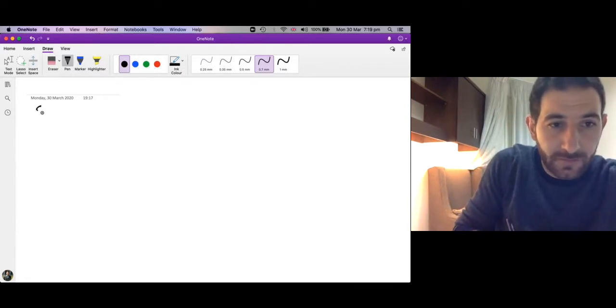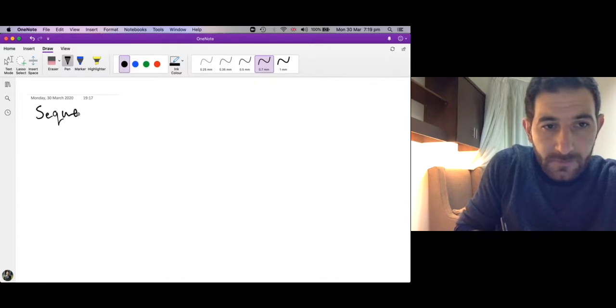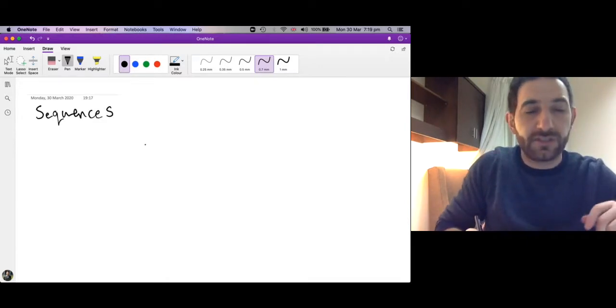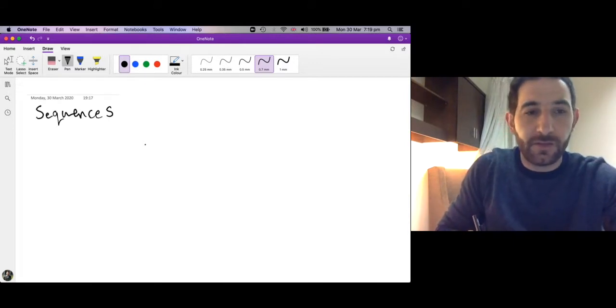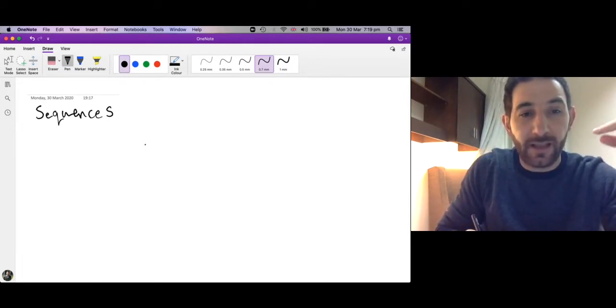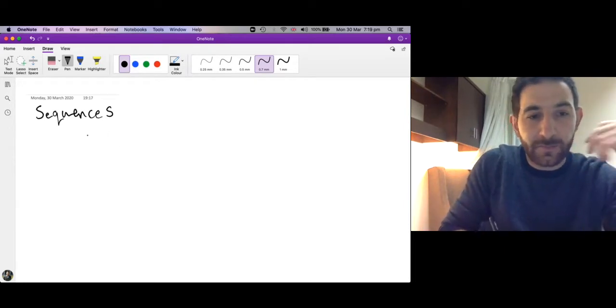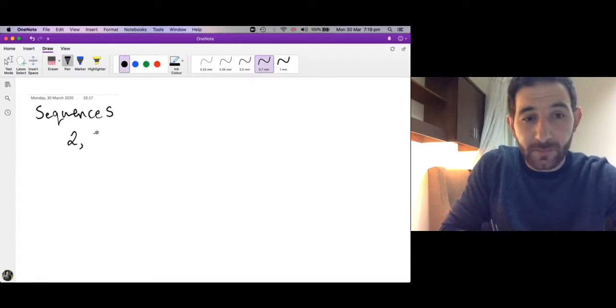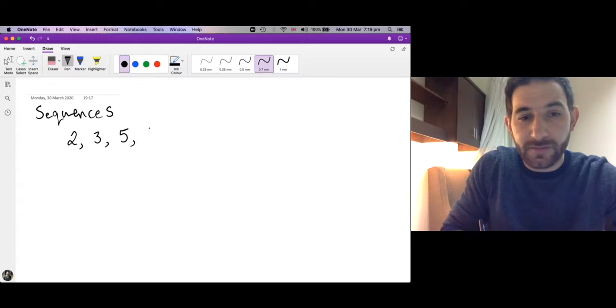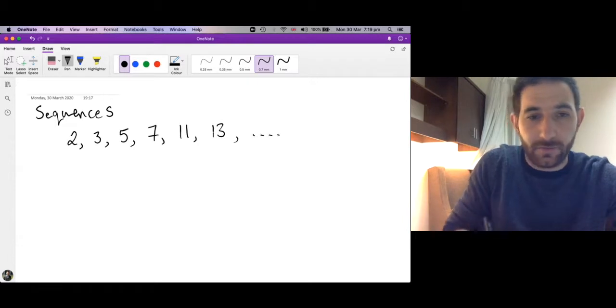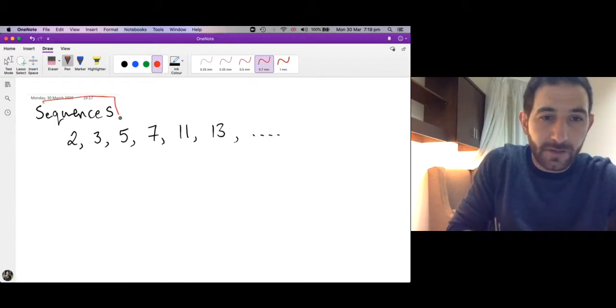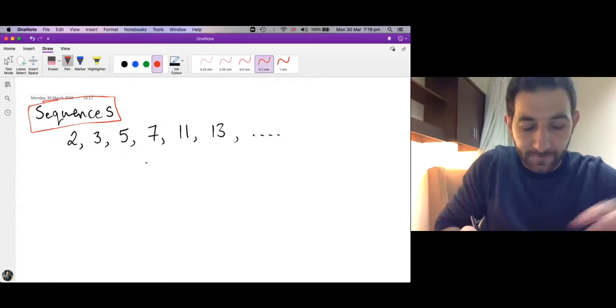So this session is about sequences. We want to talk about structures in mathematics called sequences. Intuitively speaking, a sequence is just an ordered list of objects, and this list could be finite or infinite. For example, look at the list of all primes. The first prime is 2, the second prime is 3, the third prime is 5, the fourth prime is 7, then 11, then 13, and so on. So we want to talk about these structures, sequences.